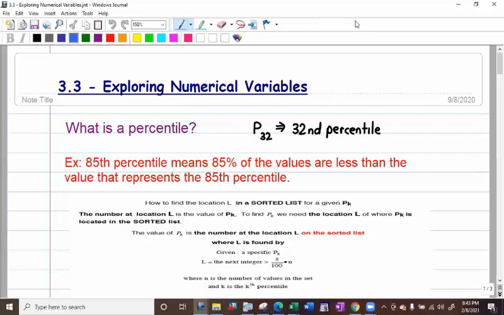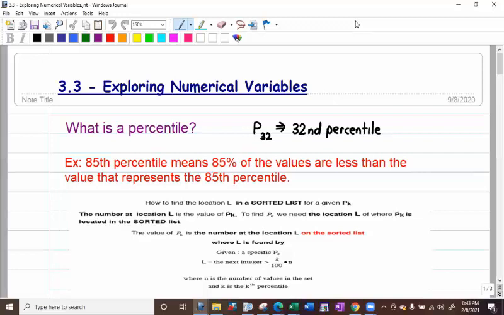Let's see what we've got going on here. Exploring numerical variables. Sounds exciting. I like the way they name these, exploring. We're taking a big exploration trip here, aren't we?